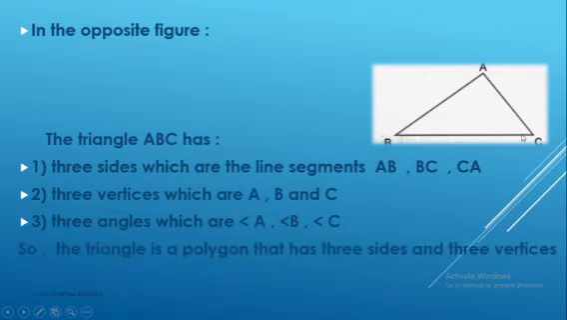So the triangle is a polygon that has 3 sides, 3 vertices, and 3 angles. The triangle is a polygon.